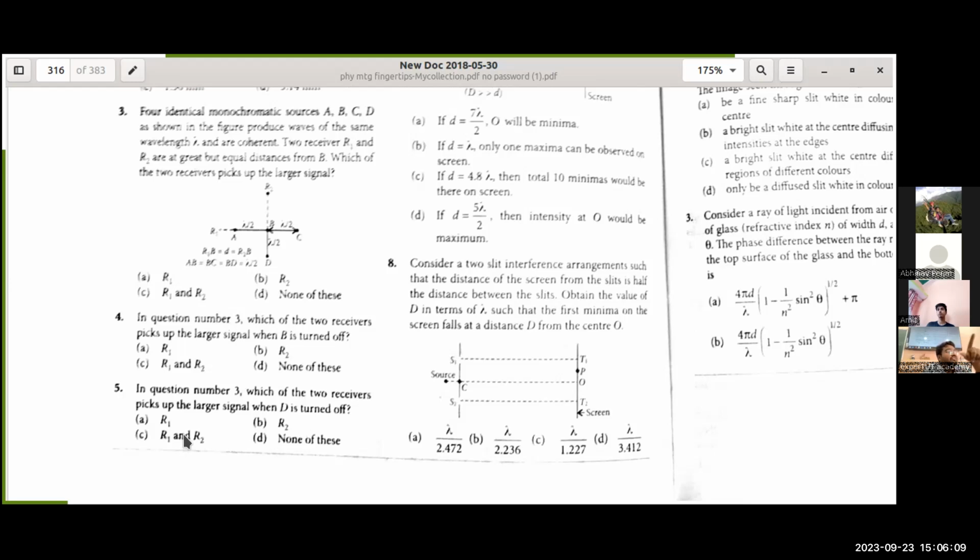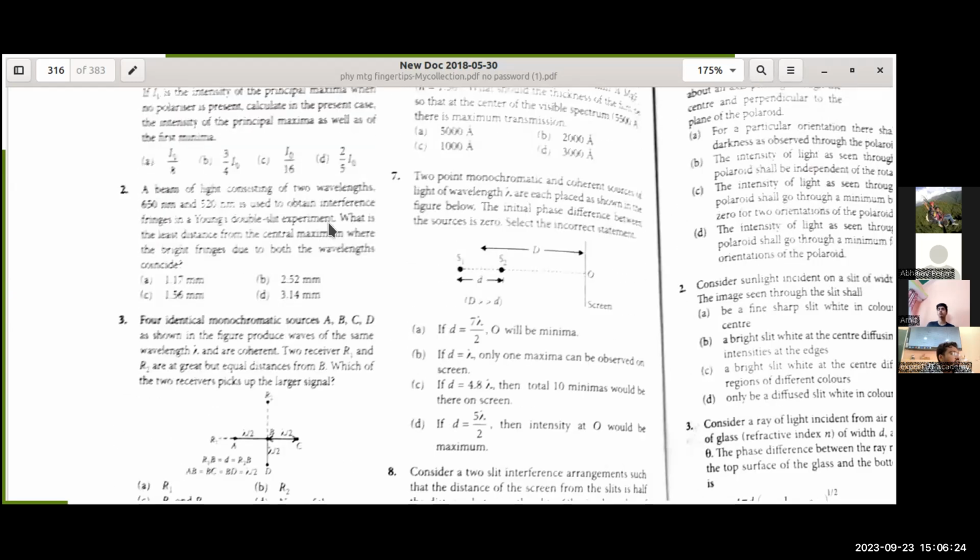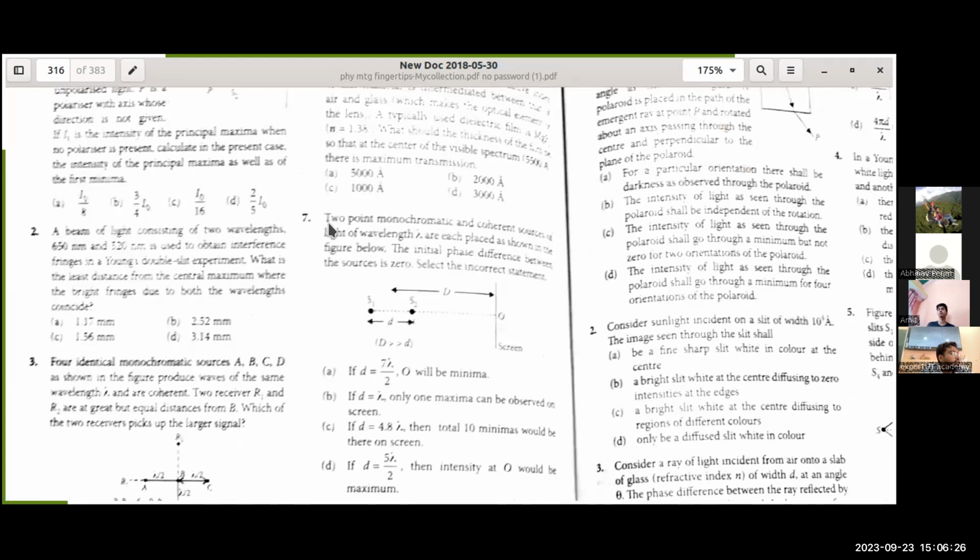And 5 is also easy. See, if you turn off D, then R1 has only one source remaining, but R2 will have 3 sources remaining, so R2 is more. Okay, cool everyone, and these are the questions.